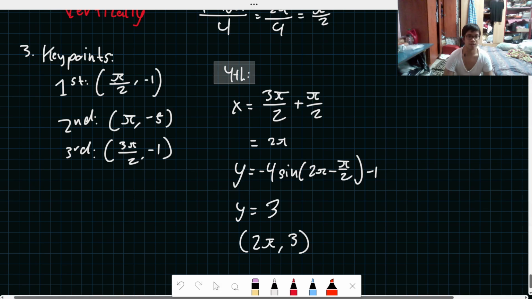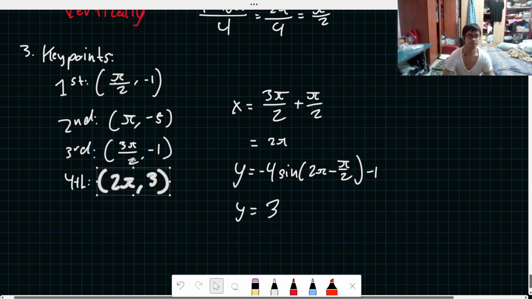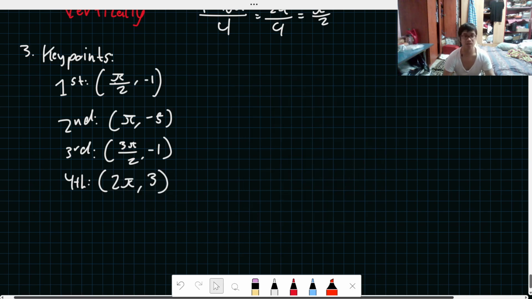Okay, so let's bring it down here. Then last but not the least, the fifth key point. So you're going to find your x by, again, adding the recent x value you found, which is 2 pi, added with pi all over 2. So 2 pi plus 2 pi times 2, 4 pi. So 4 pi plus pi is 5 pi all over 2.